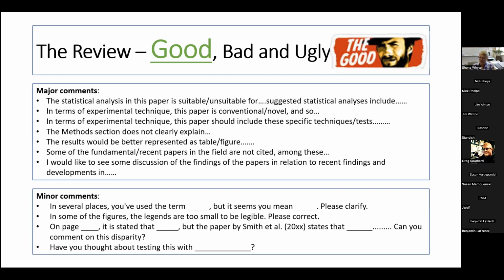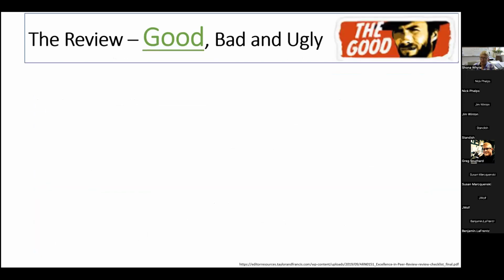Can you see them? You can say on page X it is stated this, but the paper by Smith states this. Can you comment on the disparity? Or have you thought about testing with this? You can ask open-ended questions like that. Have you thought about using this? Have you thought about it in this way? What do you think about if you look at the results from this perspective versus that? Those are the types of comments that you should be making in a good review.